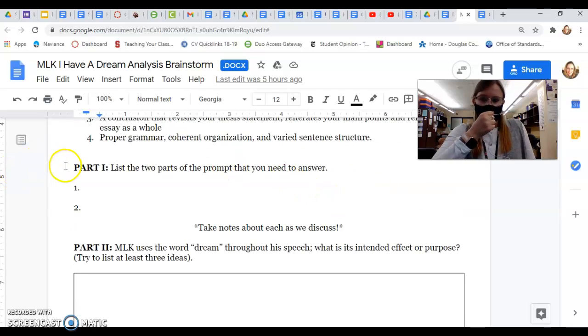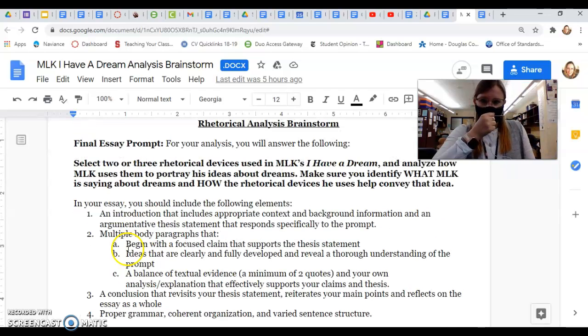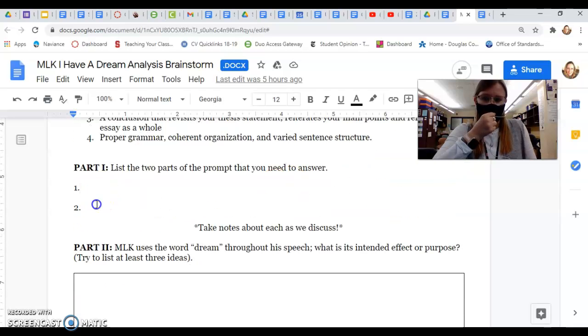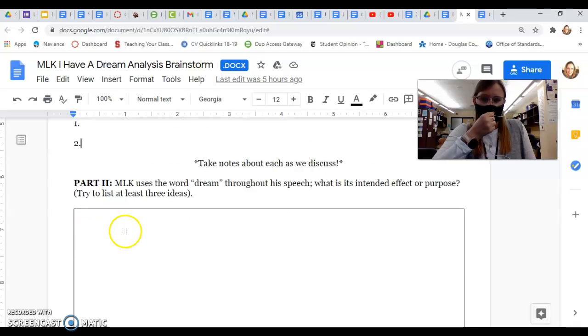Underneath this, part 1 says, list the 2 parts of the prompt that you need to answer. There are, in fact, 2 parts, right? The prompt isn't asking you to look for a rhetorical device and to define it, right? The prompt is asking you to analyze how MLK uses those rhetorical devices to portray his ideas about dreams. So there's 2 parts of that prompt, and I want you to list them both right here for part 1.